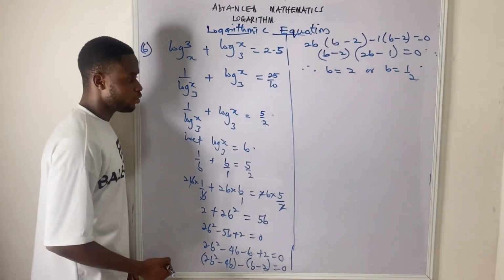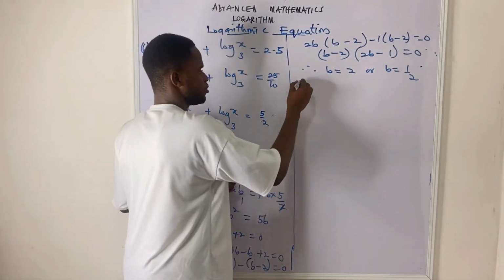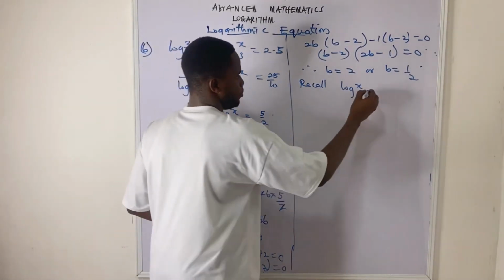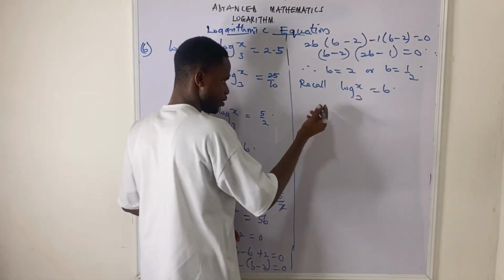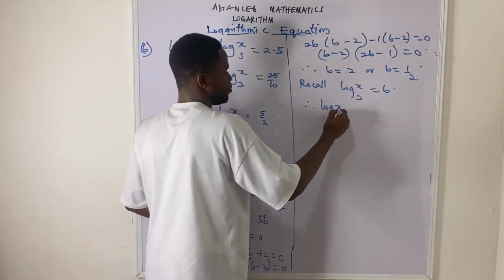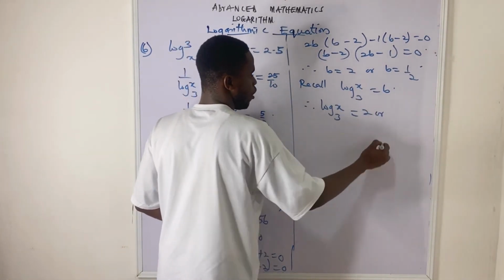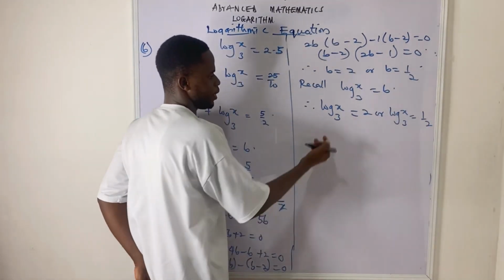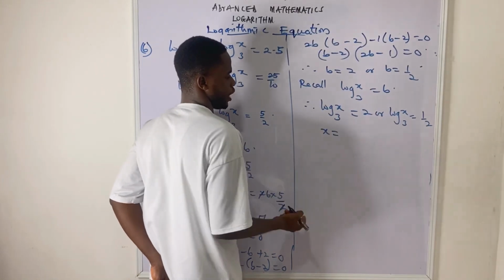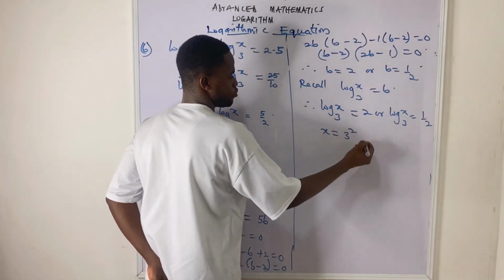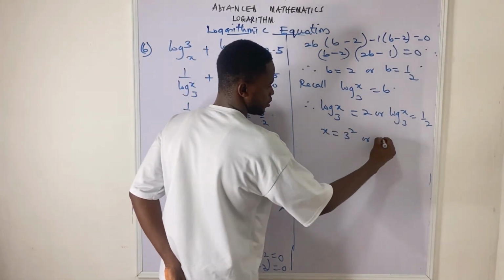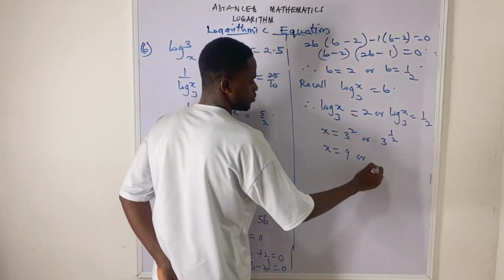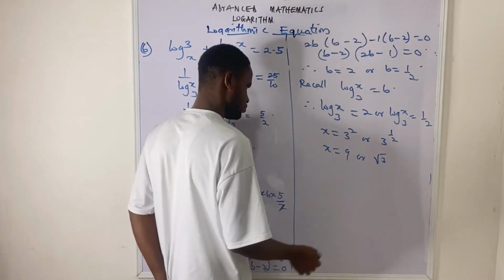And don't forget that we're not looking for b. What are we looking for? x. And from here, we can see that log s base 3 is our b. And that shows that log s base 3 is equal to 2, or log s base 3 equals 1 over 2. And apply that law, which simply says the number will be equal to the base, carry the power. So we're having 3 raised to power 2, or s is 3 raised to power half. And your s will simply be 9, or square root of 3.